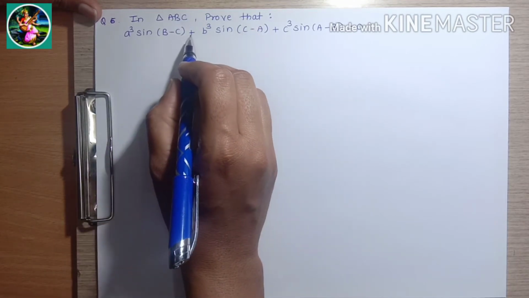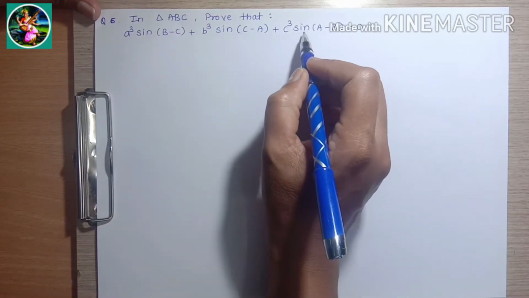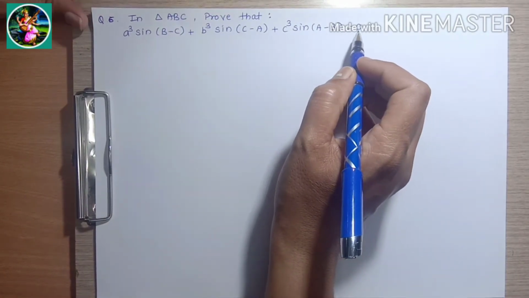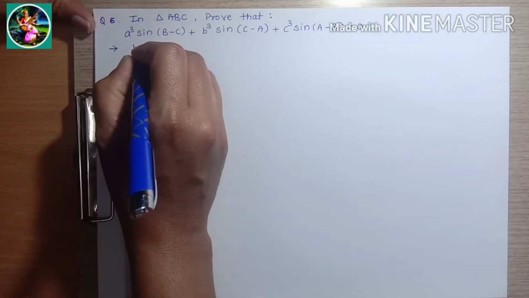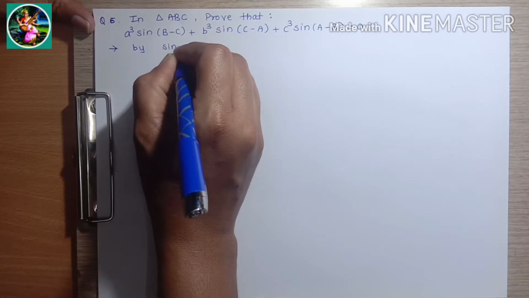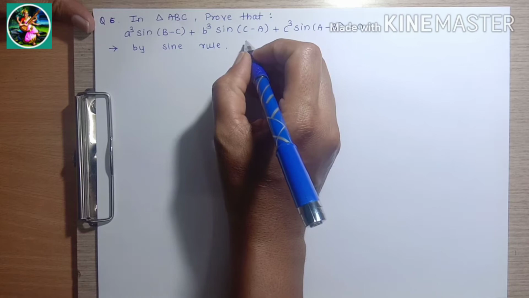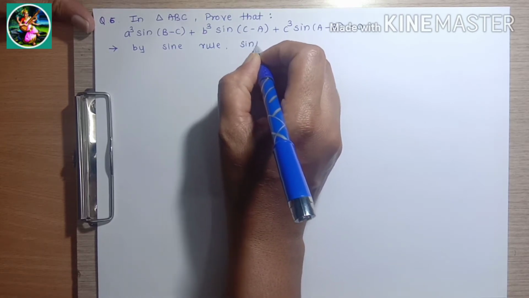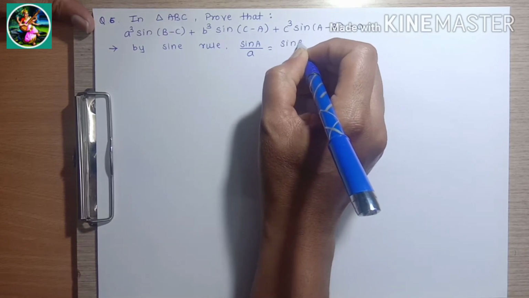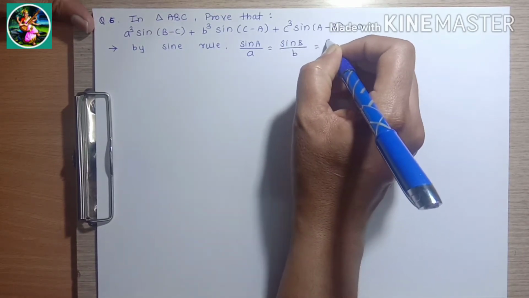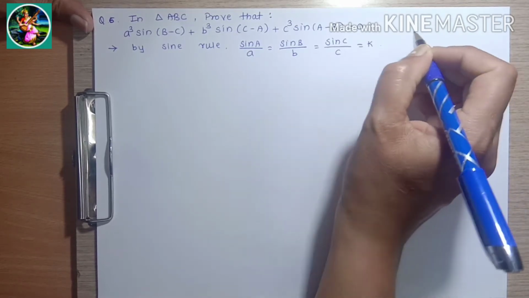a cube sine of b minus c plus b cube sine of c minus a plus c cube sine of a minus b. Here we have to prove this. By sine rule, we know that sin a divided by a is equal to sin b divided by b is equal to sin c divided by c is equal to k.